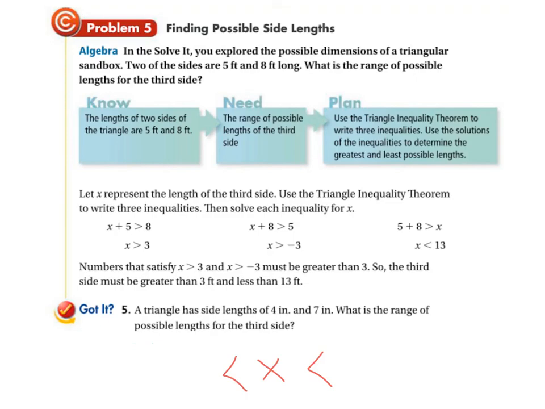Okay, what are those two values? Well, if we subtract, 7 minus 4 is 3. That's the low end. If we add them together, 4 plus 7 is 11. That's the high end. And by the way, we do have units of inches. So we know that x needs to be between 3 inches and 11 inches. And that's how you do it.